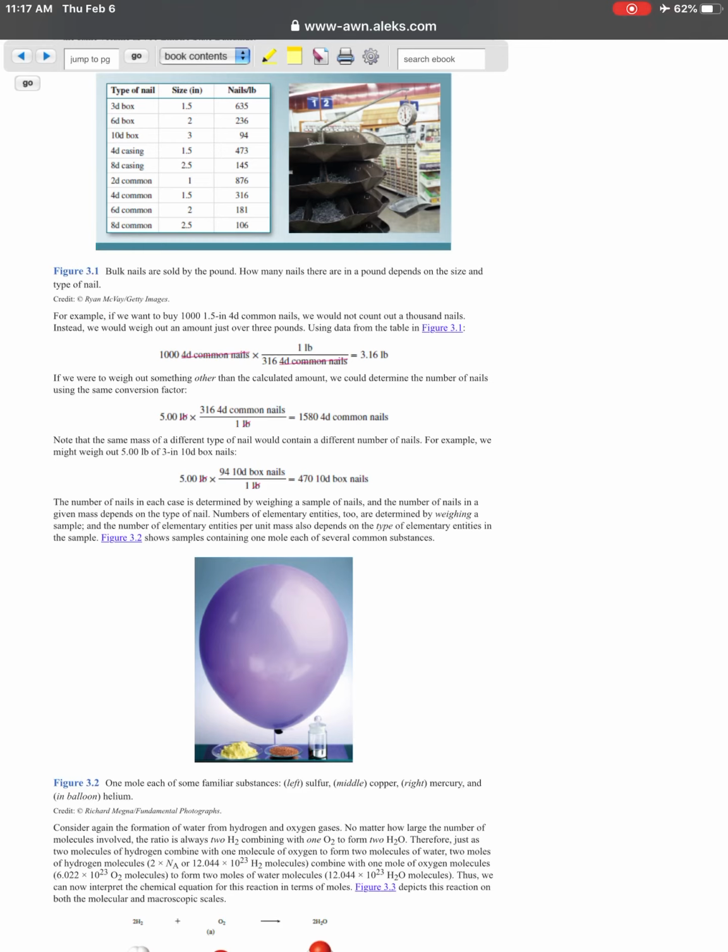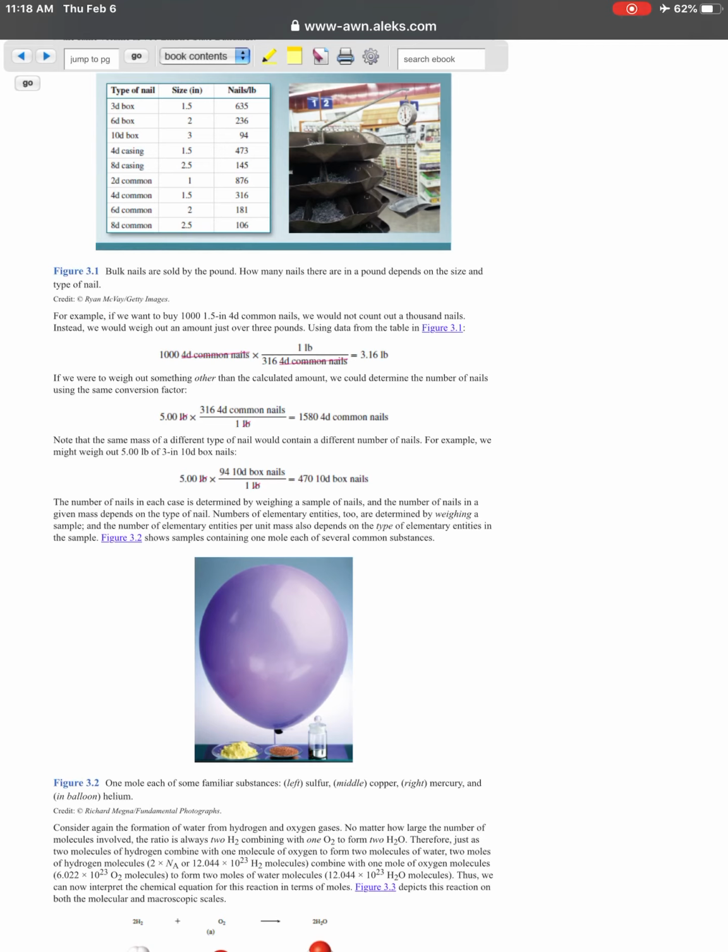So if we have 5 pounds of those nails, and there's 94 nails per pound, that means that 5 pounds gives us 470 of those nails. So notice in the two final calculations, what we're doing is we're counting them by weighing them. 5 pounds of this type of nail gives us 1,580 of those nails. 5 pounds of another nail gives us 470.